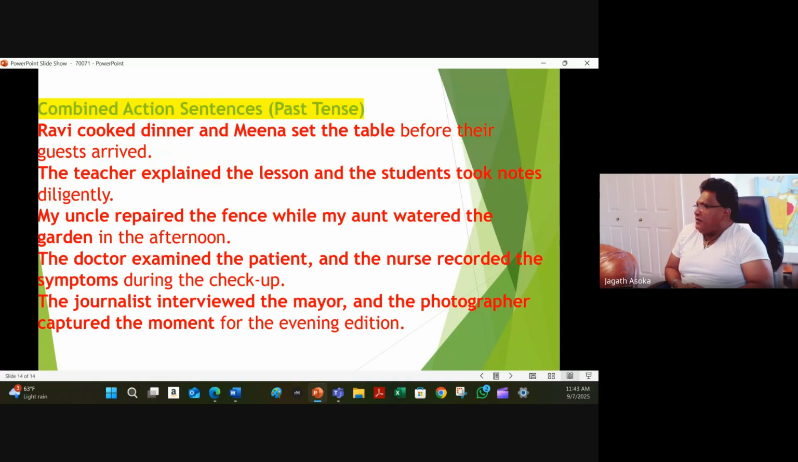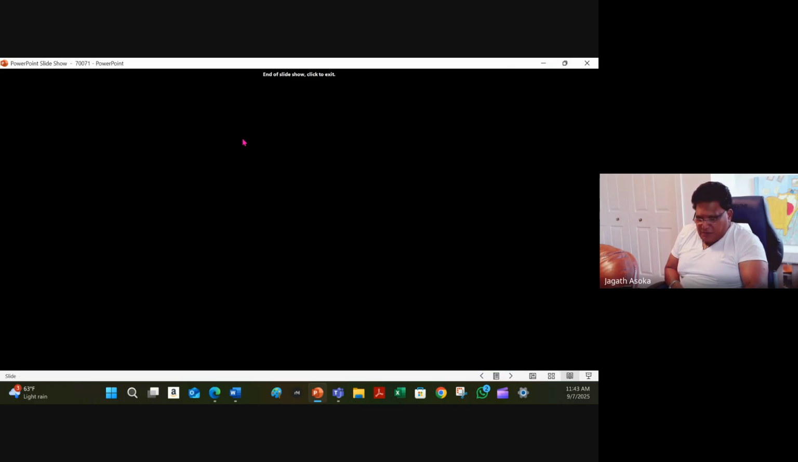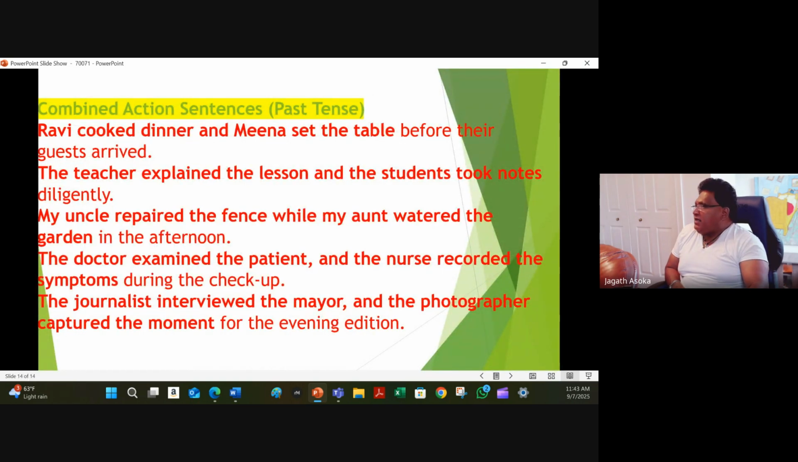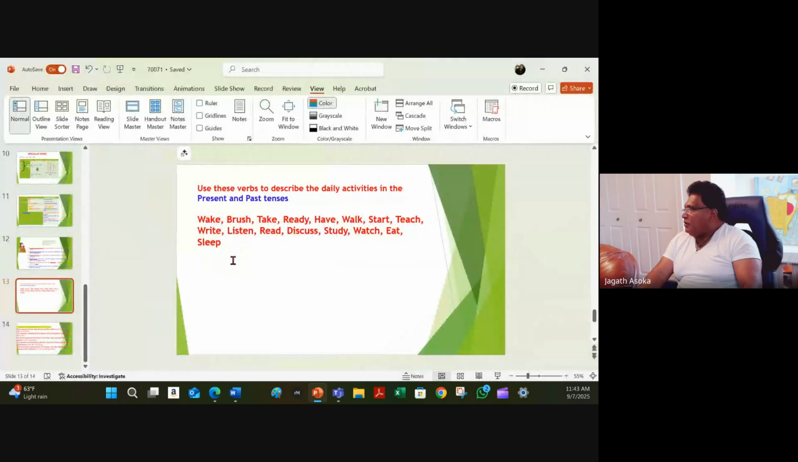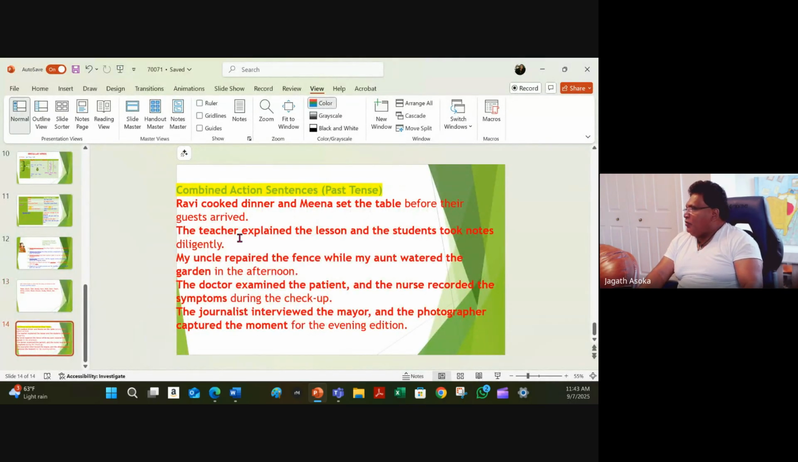Here is a different exercise. Combined action sentences, right? This is where that rule applies, Laura. Okay? So look at this: Ravi cooked dinner. That's a sentence, right? Then Meena set the table before their guest arrived. That's also a separate sentence, right? But if I want to combine these, right?